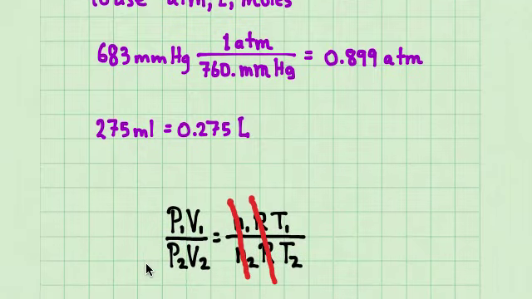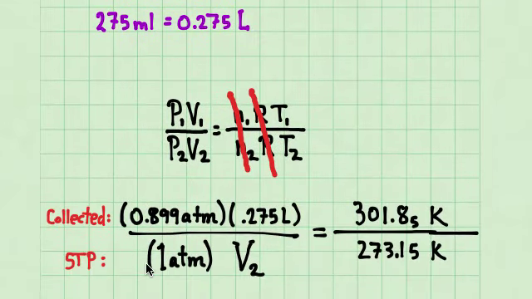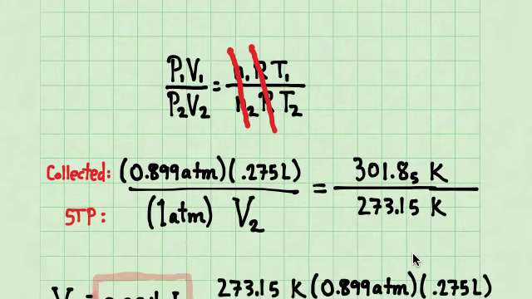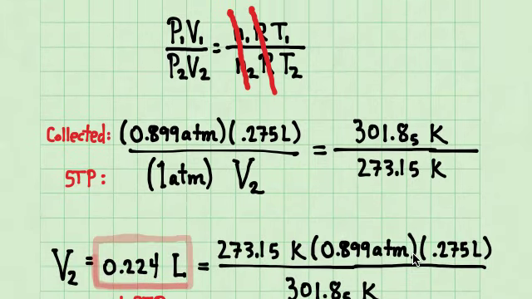So now I'm getting ready to put it in the equation that I had from above. Here's my collected gas conditions. Here's the Kelvin temperature, T1, the volume, V1, the pressure, P1, standard pressure, unknown volume at standard conditions, standard temperature, and just solve for V2. Let's see, does that make sense?